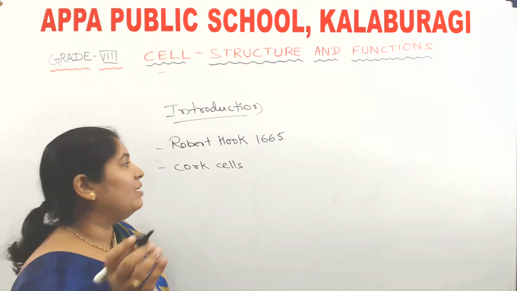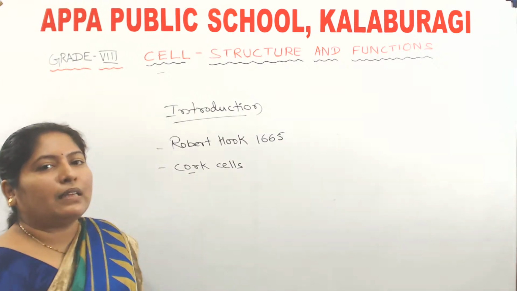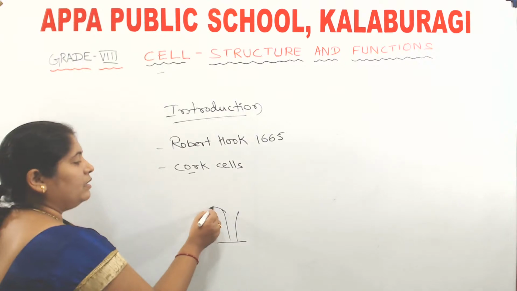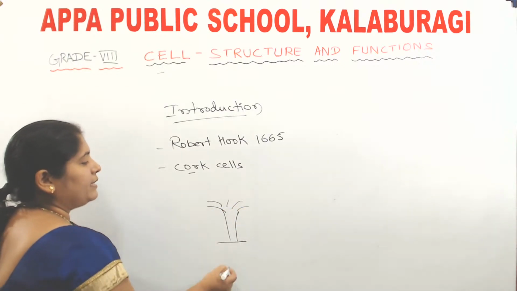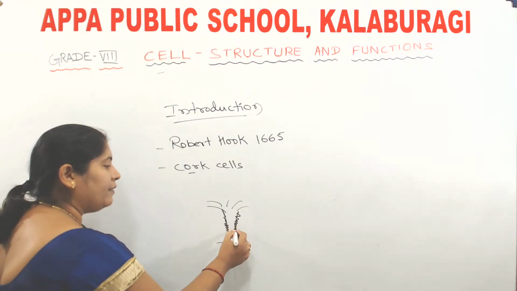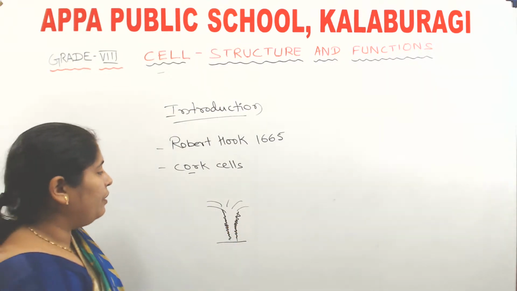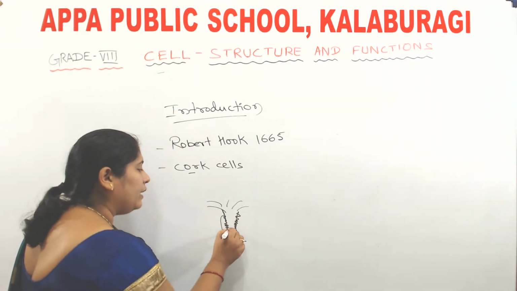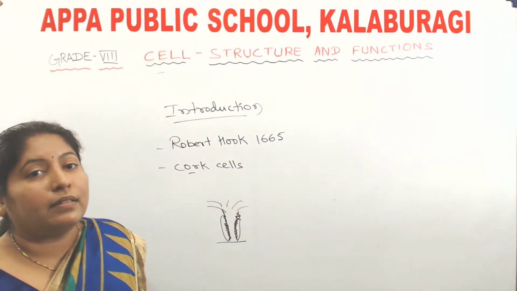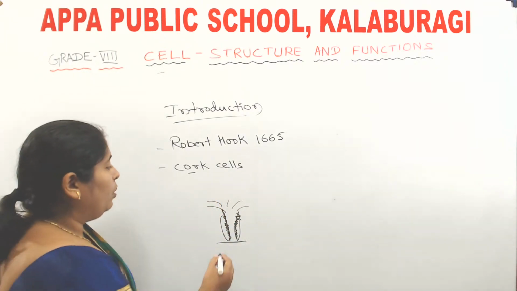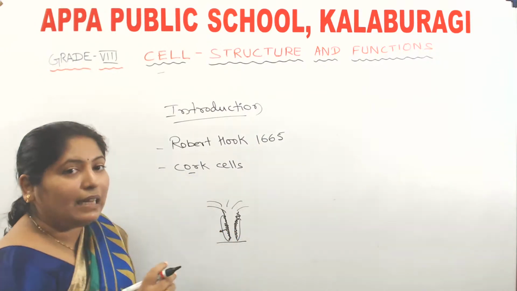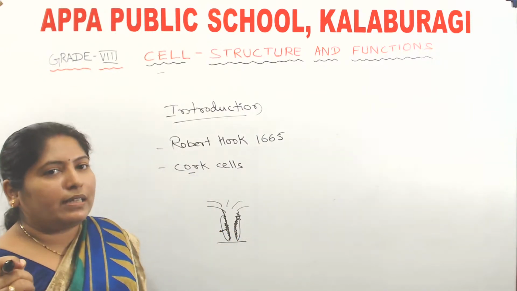What is meant by the word cork? You all know the tree, right? I think you know the different parts of that. On the outer layer of the stem of the tree, you'll find a brown-colored hard layer, right? We even call it bark. So these cells are called bark cells or cork cells. He isolated those cork cells, right?